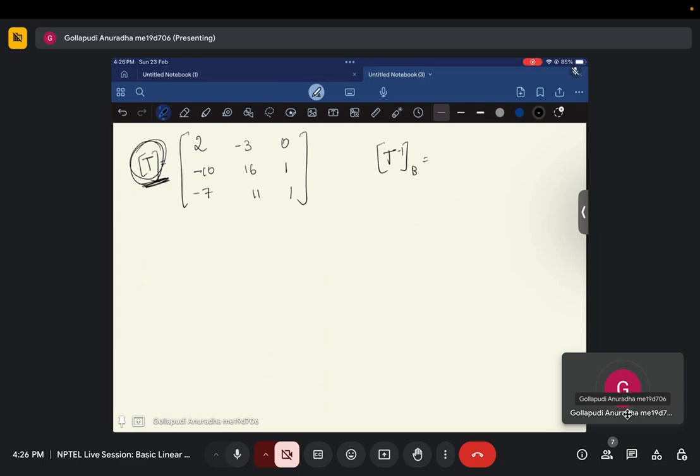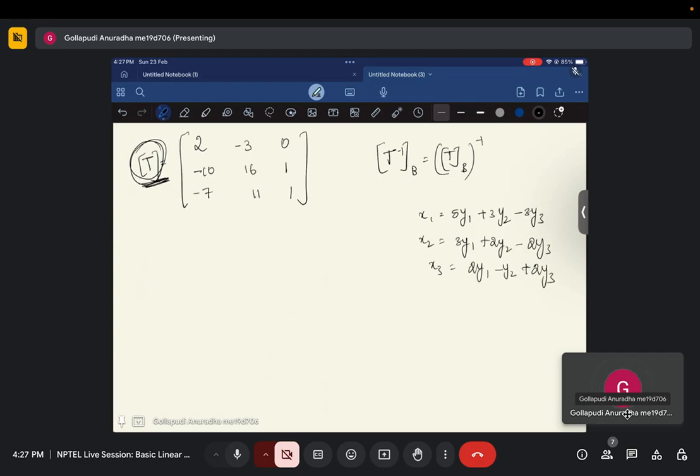Ma'am, may I tell you the answer? Please tell me if it is correct. X1 is equal to 5y1 plus 3y2 minus 3y3. X2 is 3y1 plus 2y2 minus 2y3. And X3 is 2y1 minus y2 plus 2y3.